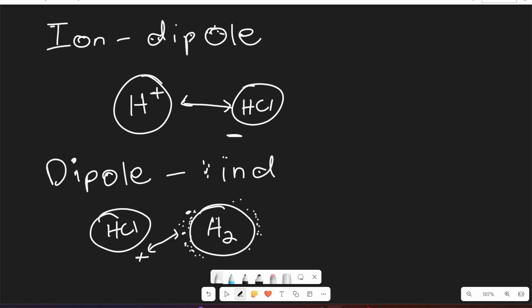And another important note about the IMFs is that when you have increasing strength of your IMFs, there are some properties that are also going to change. So for one, our boiling point slash melting point is going to go up, mainly because you're going to need to add more energy to break the intermolecular forces apart to boil or melt something. So that makes sense. Our vapor pressure is going to go down.